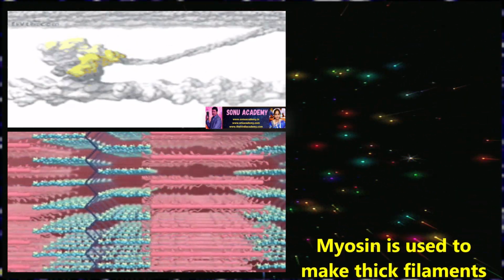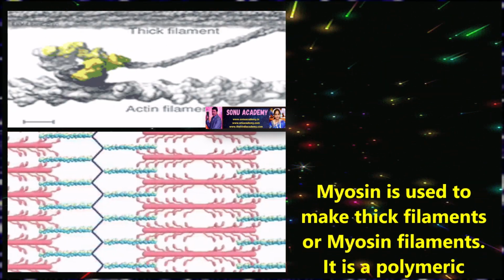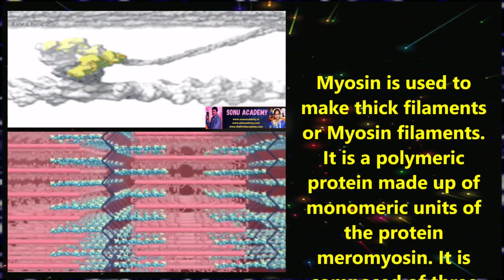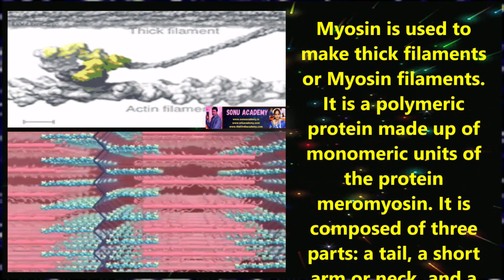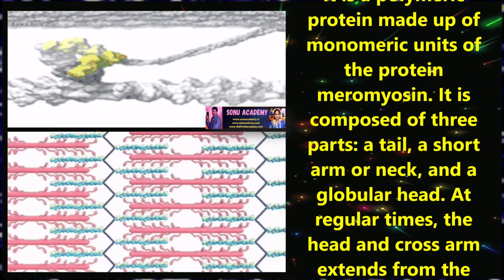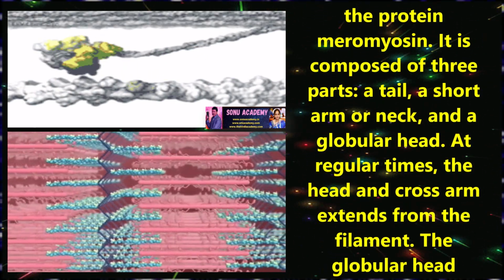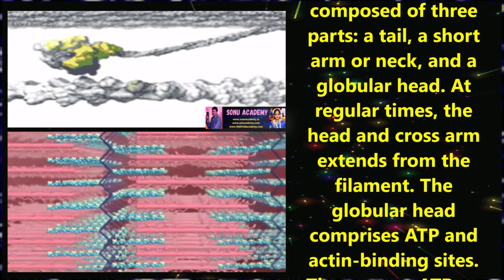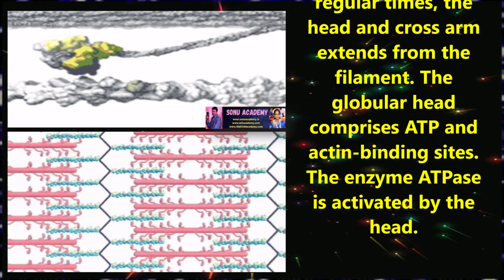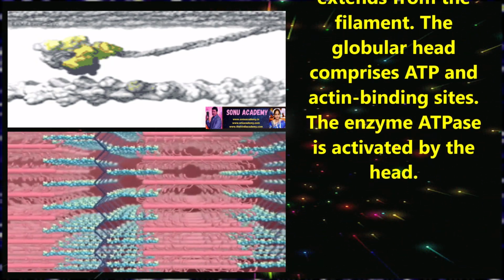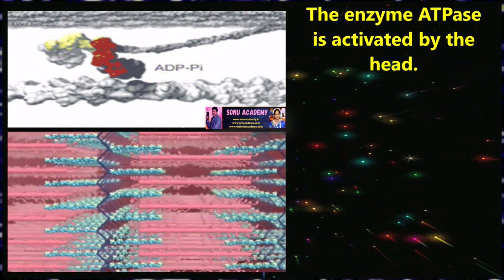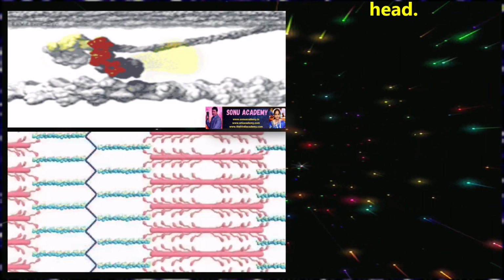Children, let us discuss the myosin filament, which is also called thick myofilaments. Myosin is used to make thick filaments or myosin filaments. It is a polymeric protein made up of polymeric units of the protein meromyosin. It is composed of three parts: a tail, a short arm or neck, and a globular head. At regular intervals, the head and cross arms extend from the filament. The globular head contains ATP and actin binding sites. The enzyme ATPase is activated by the head.